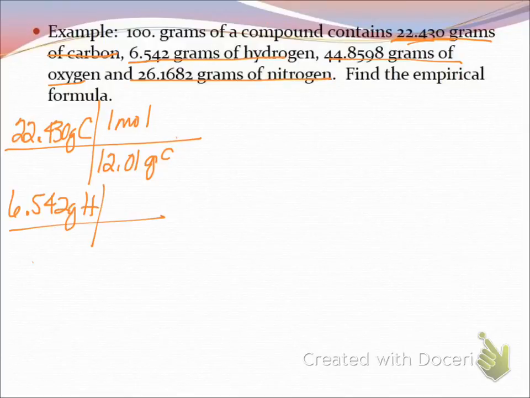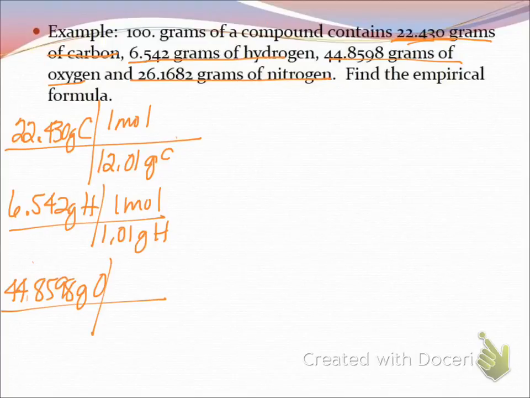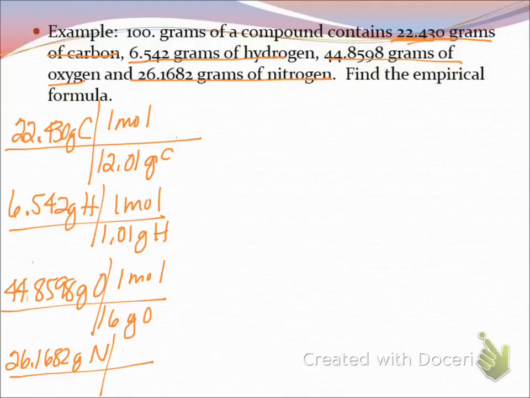What's the molar mass of hydrogen? 1.01. Have y'all started memorizing those on accident? Yeah, you use them enough. 44.8598 grams of oxygen divided by, what's that molar mass? 16. And then lastly, we have 26.1682 grams of nitrogen. And what's the molar mass of nitrogen? 14.01. So now everybody go and do that. This forces me to slow down. Go and calculate all of those moles. You want 4 significant figures when you do this part.